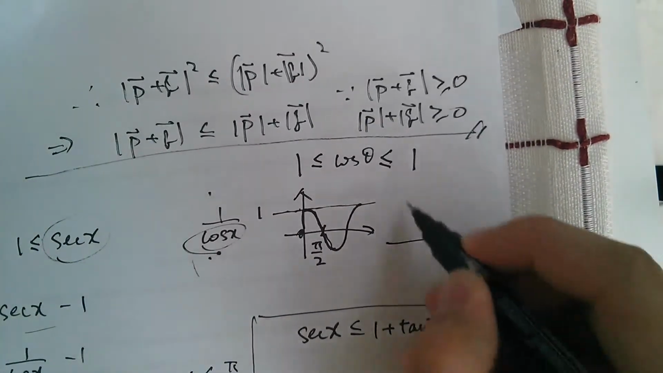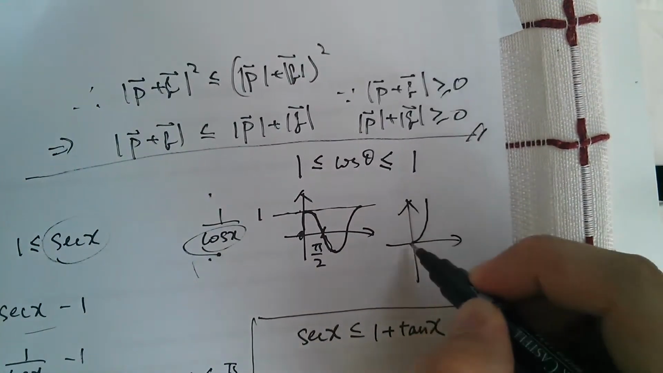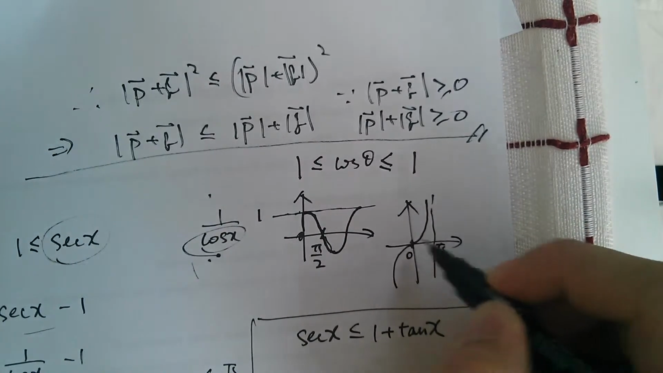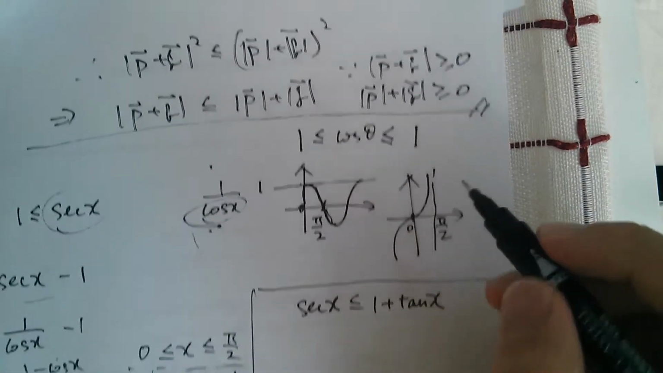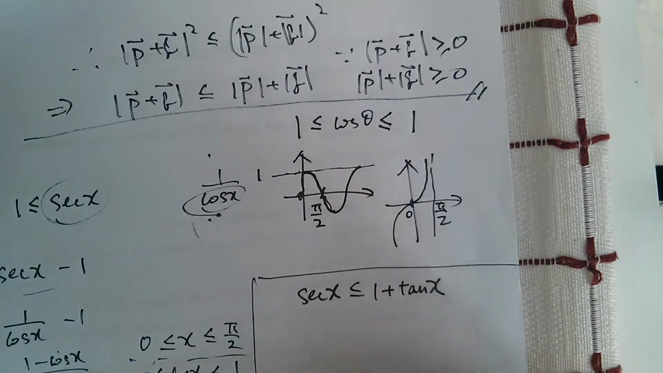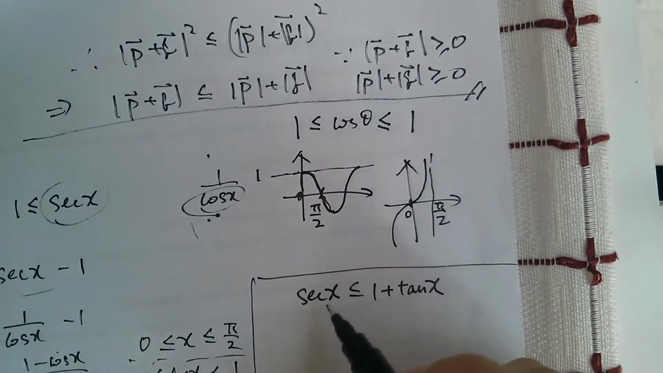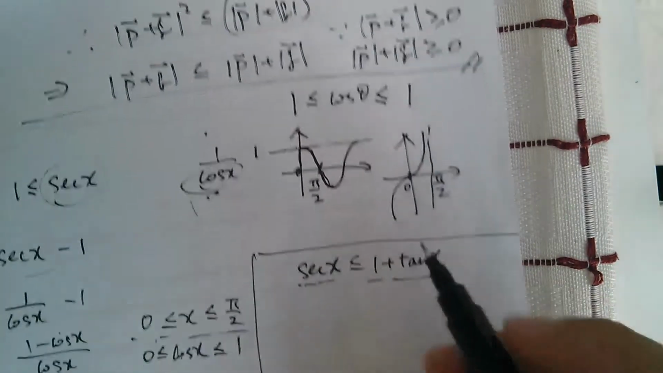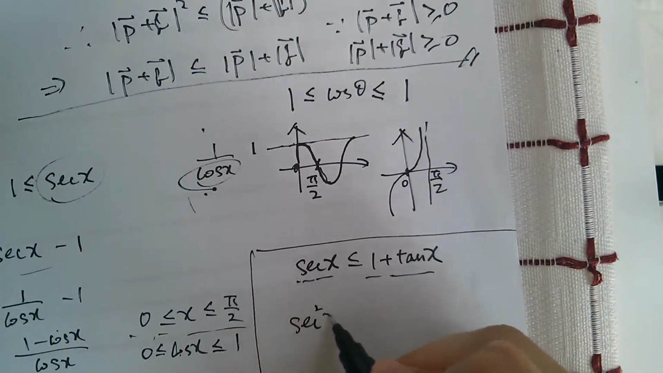Look at tangent. The graph of tangent looks like this, from 0 to pi over 2. Tangent itself is always positive. If you add 1 to it, it's also always positive. That means both sides are positive. What can we do then? Well, we can square both sides. So we just consider this.